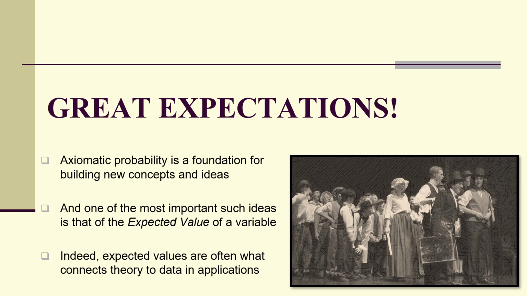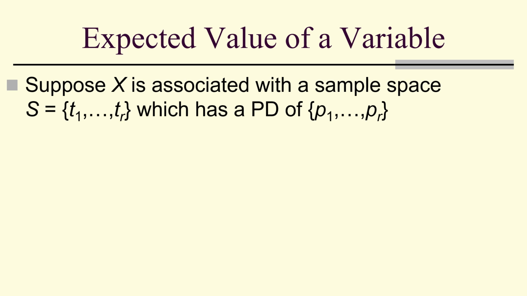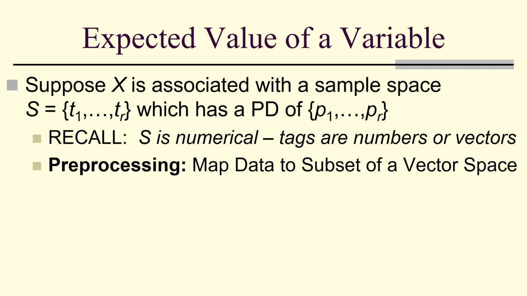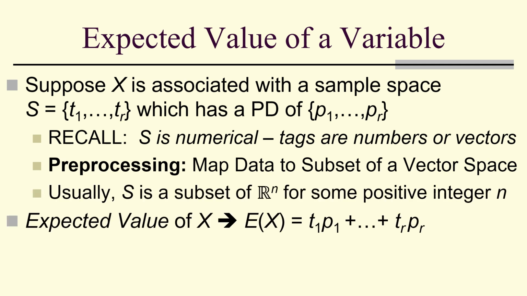Great expectations. We're going to take a look at expected value. So expected value of a variable starts with a variable x associated with a sample space S, which is t1 to tr, with a probability distribution of p1 to pr. Recall here S is going to be numerical. It's going to be tags, which are numbers or vectors. That means we may have to do some pre-processing, map the data to a subset of a vector space. And usually that vector space will just be Rn.